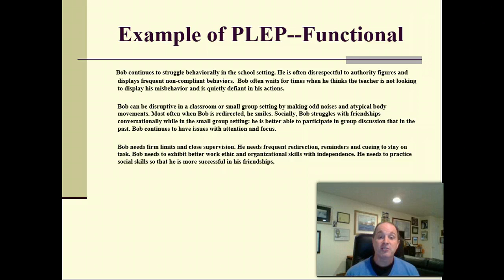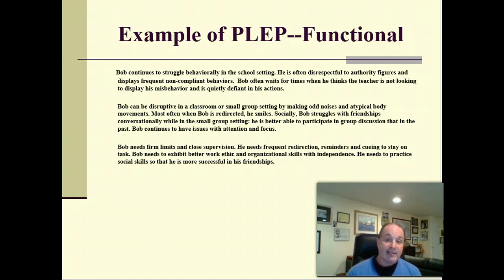Bob continues to have issues with attention and focus. Bob needs firm limits and close supervision. He needs frequent redirection, reminders, and cueing to stay on task. Bob needs to exhibit better work ethic and organizational skills with independence. He needs to practice social skills so that he is more successful in his friendships. So there's an example of a functional present level of educational performance.